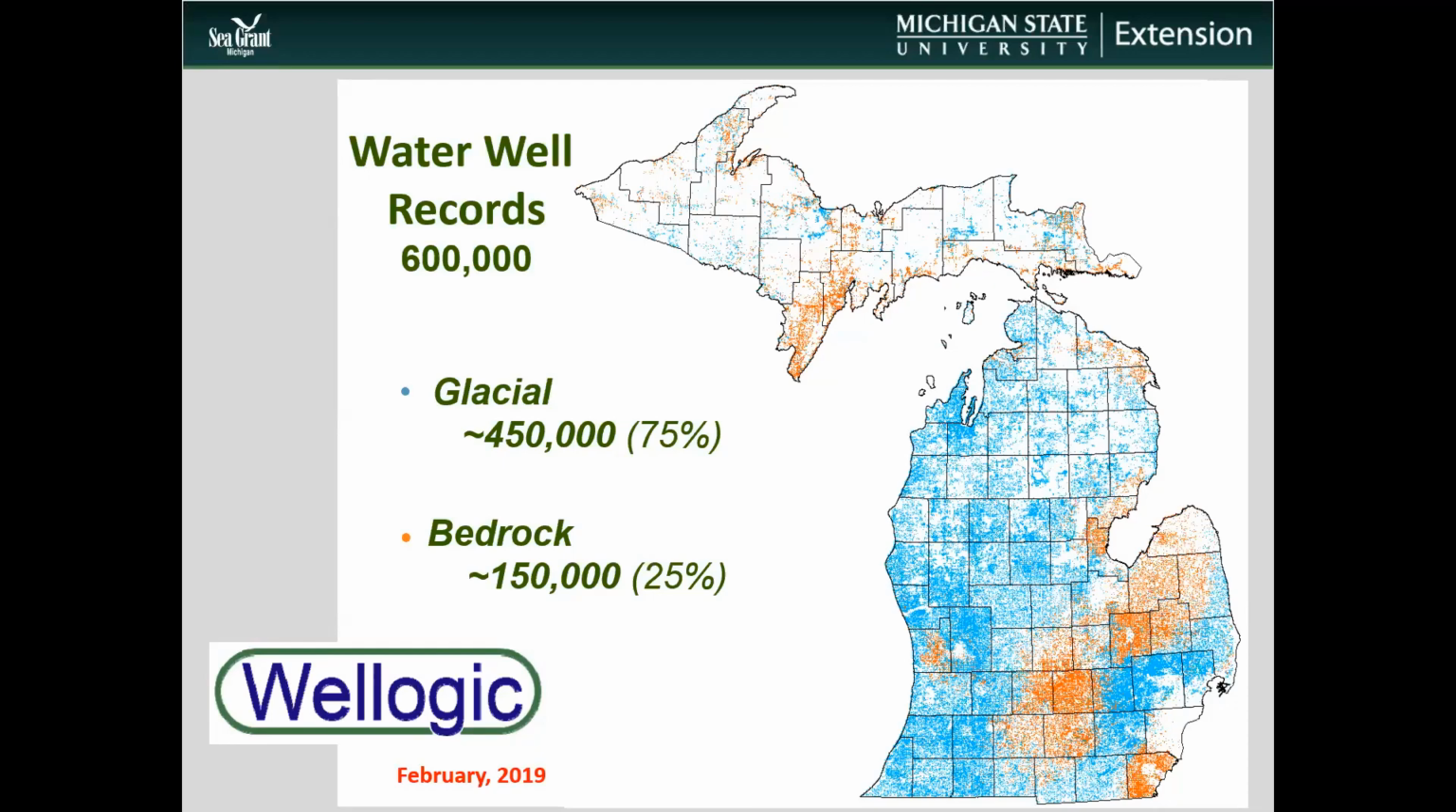So the glacial wells dominate because we have overburden of glacial material. It's thick. There are some white spaces on this map. So you'll see Wayne County, Southern Oakland, Macomb Counties, Flint, Grand Rapids. These are urban areas that are accessing surface water for their drinking water supplies. So the population in these areas are not going to have private wells. Water wells are going to be very limited in those areas.